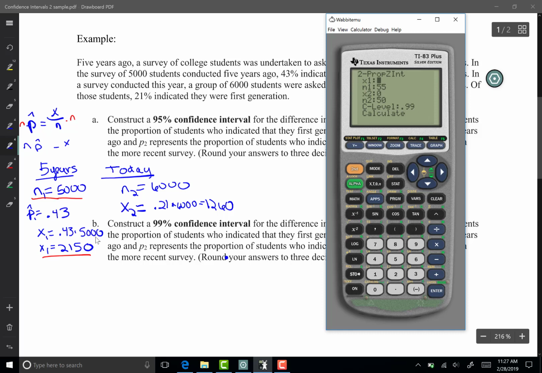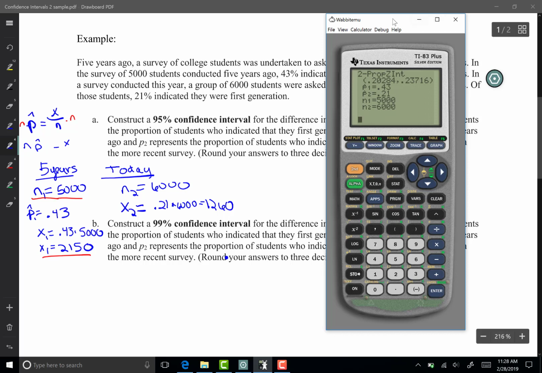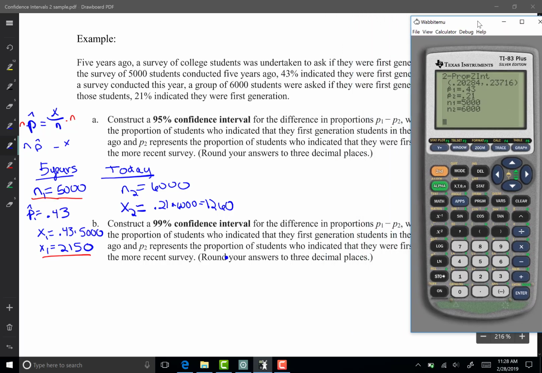See, it tells us x1, so that's our 2150. Enter. Our n1 is 5,000. Our x2 is 1260. And our n2 is 6,000. And we want a 95% confidence interval. All right, so the calculator will give us the confidence interval.